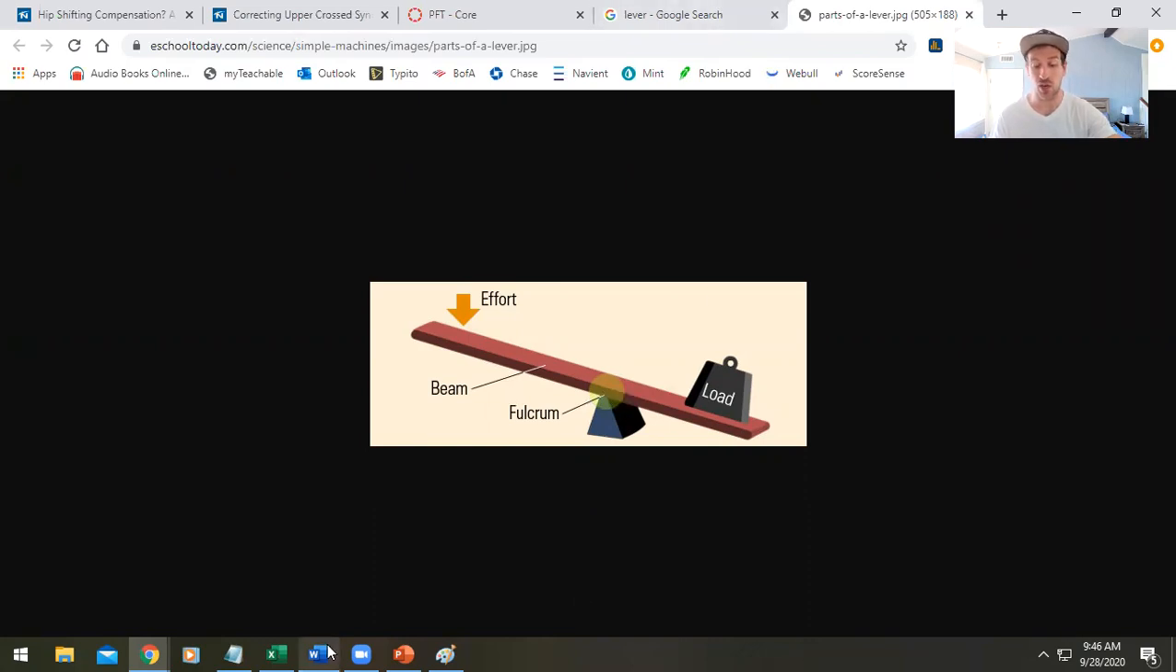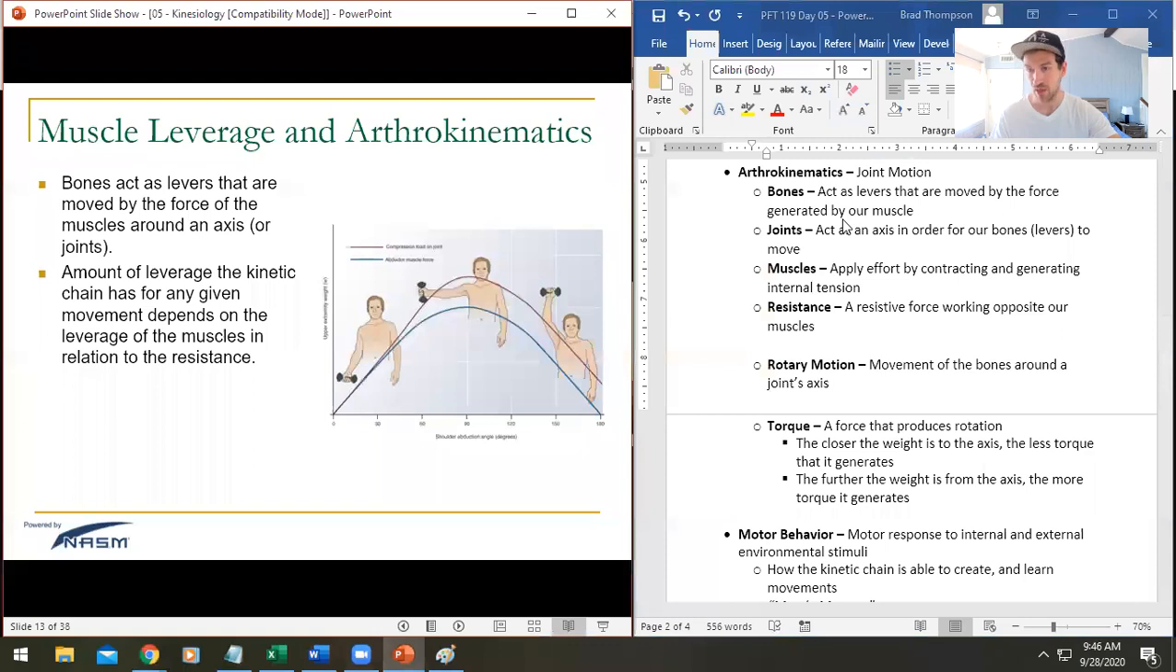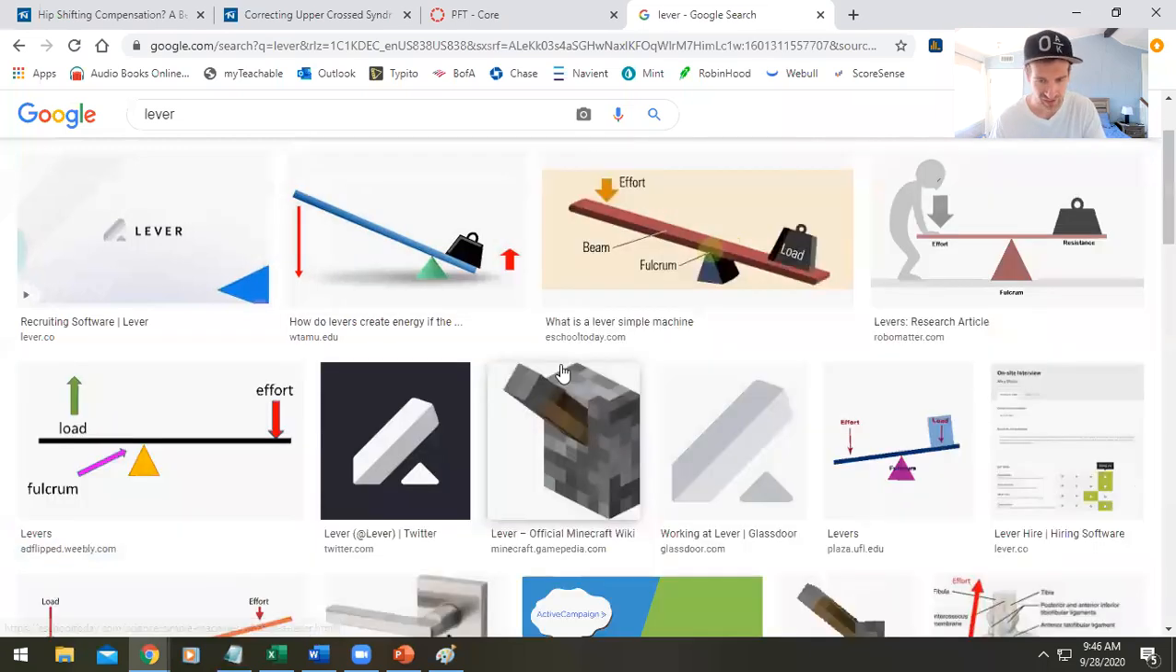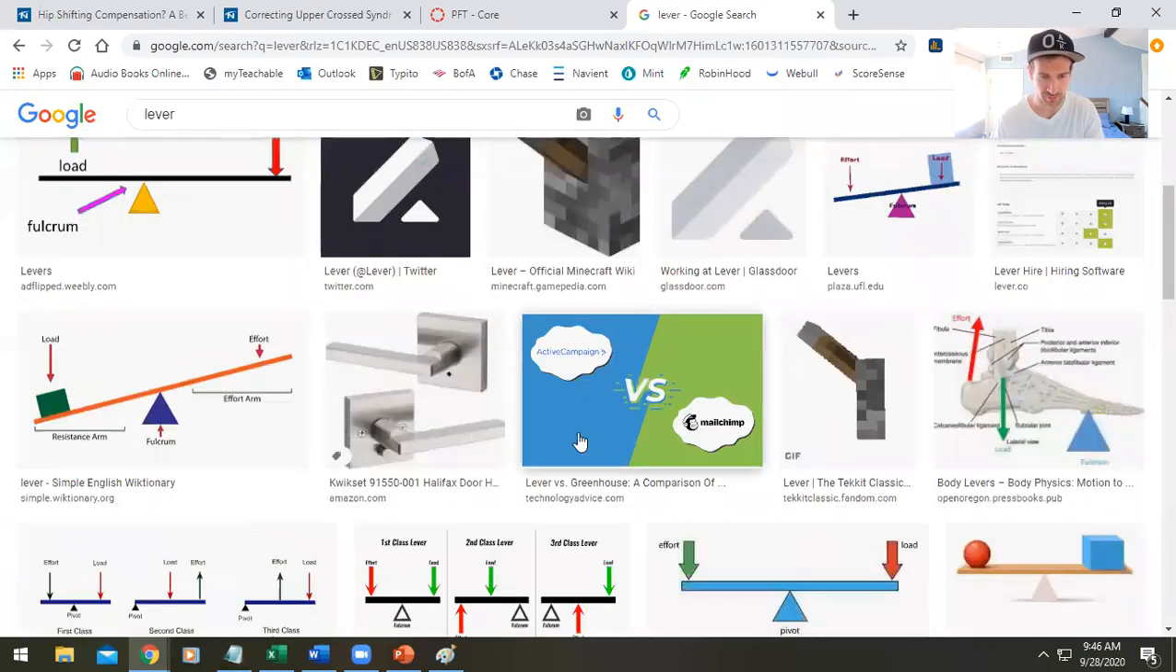That's what your bones are. Your bones are the levers, right? Your joints are the axis. They act as an axis for our bones, again the levers, to move. Like I said, axis in your NASM textbook is characterized by an A. Everybody else in the world calls it a fulcrum. But that's what an axis is, right? In fact, I should try to find one that has the word axis instead, so that this is less complicated. But like I said, everybody uses the word fulcrum.